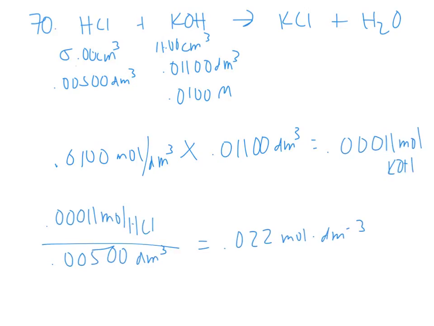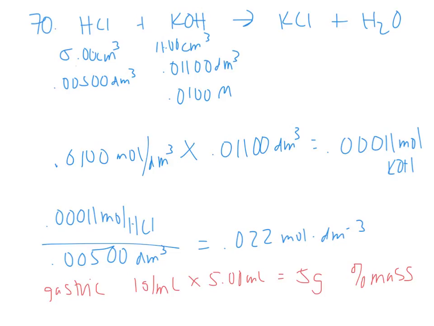For the second part of the question, they want to know if you assume that this gastric juice has a density of 1 gram per milliliter, just like water, and we've got 5 milliliters or cc's of it. We have 5 grams, and they want to know what's the percent by mass of HCl in there.